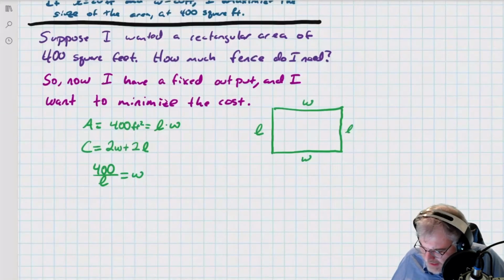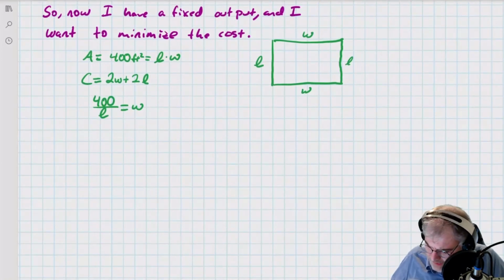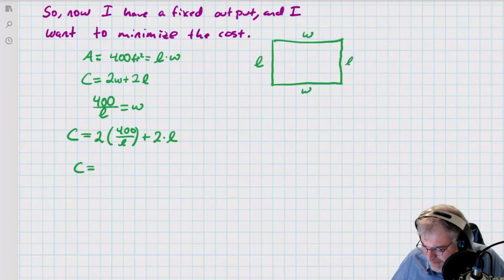So it's kind of the same thing. Here I've got my constraint equation, and I'm going to plug this into C. So C is now equal to 2 times 400 over L plus 2 times L. And that 2 is just annoying me. But I don't want to get rid of it because it's over there. Now I'm going to take the derivative and do what I did before.